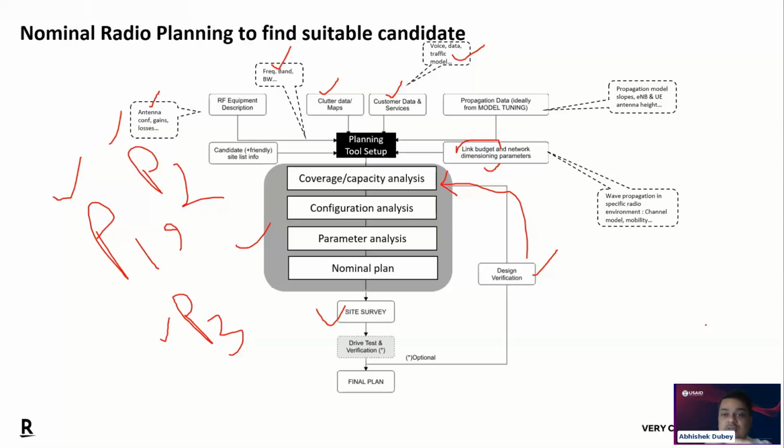And you need to ensure that there should not be any coverage gap if the nominal has changed. In case you're not getting the P1, the option you agreed on the P2 or P3, then there should not be any coverage gap. So that you have to ensure through the design verification. Again and again you're going to plot this coverage through the tool, and you're going to analyze that there should not be any gap in the coverage as well as in the capacity. So this is the nominal radio planning to find the suitable candidate, guys.